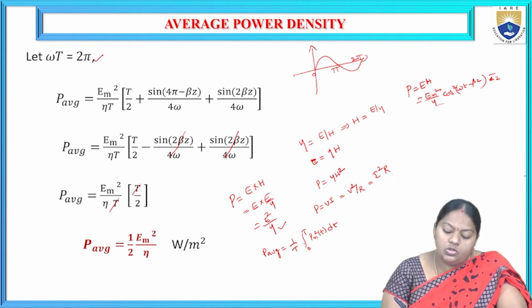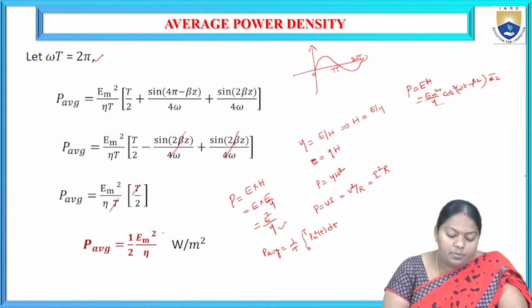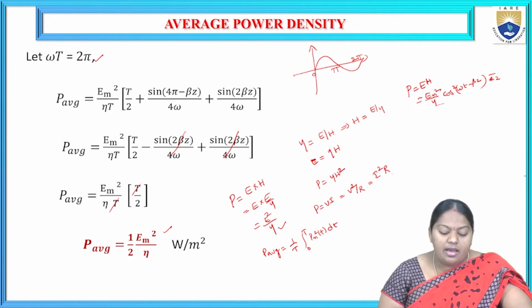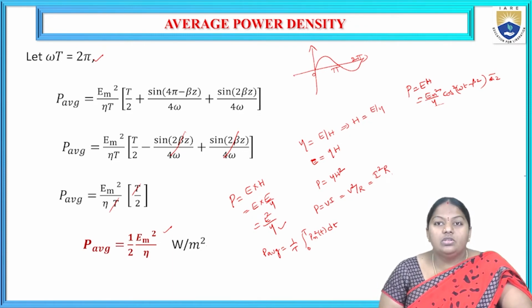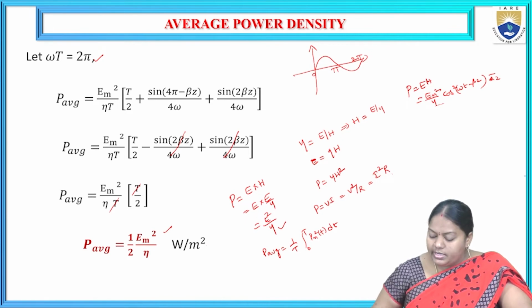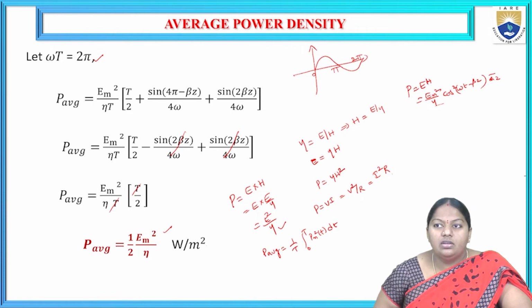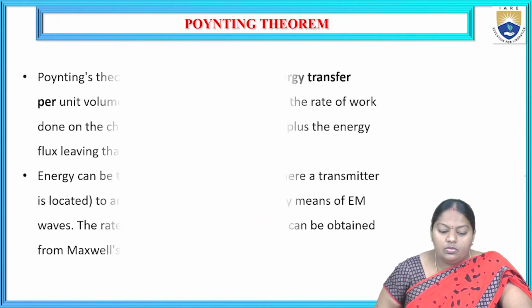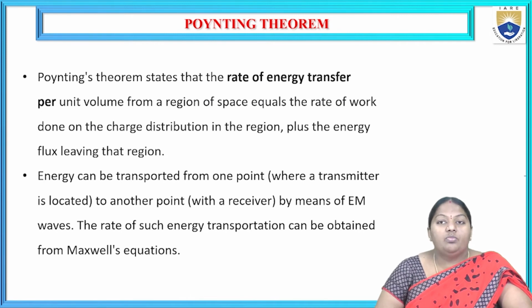Now this value needs to be substituted in place of this, and after integration the resultant average power density will be obtained as P average is equal to 1 by 2 Em square by eta, right? Where eta is the intrinsic impedance of the medium and Em square is the magnitude of the electric field intensity vector. Now, the next important one is Poynting theorem.